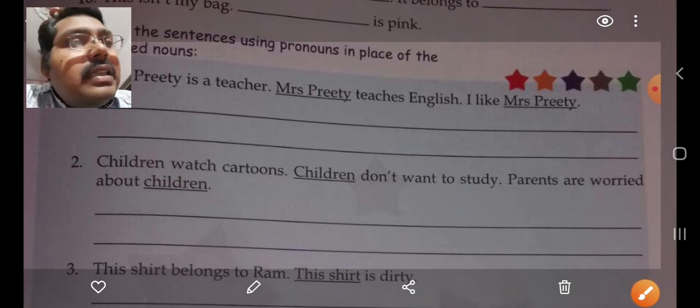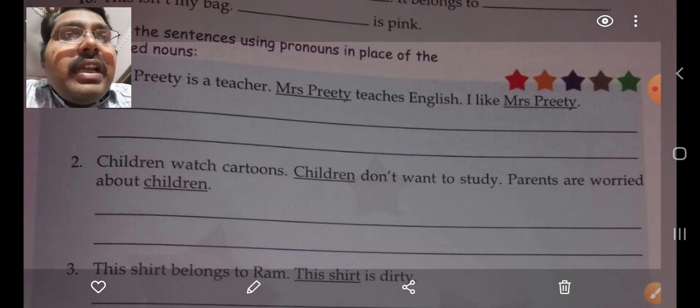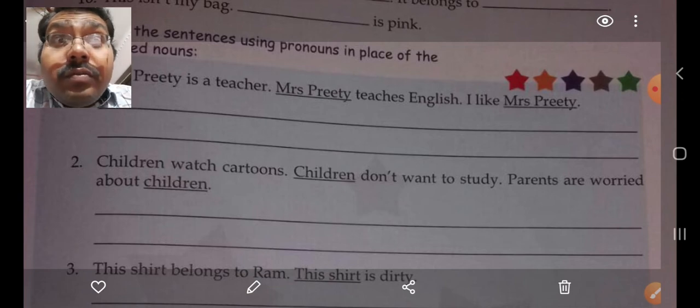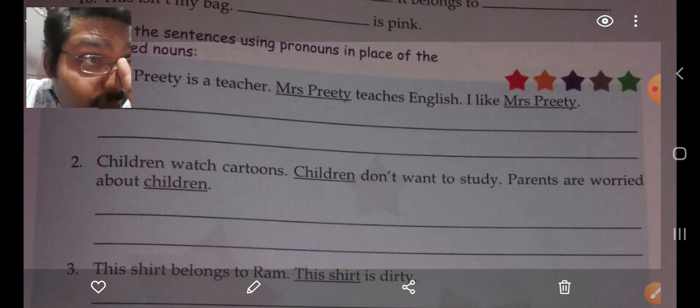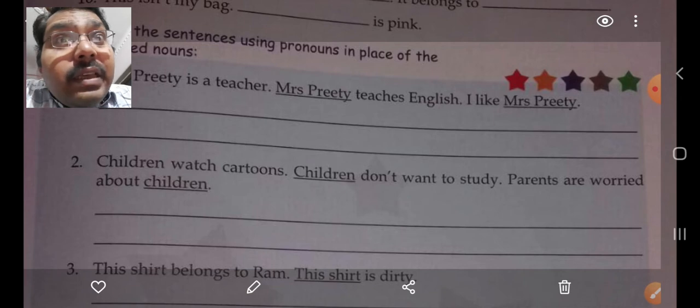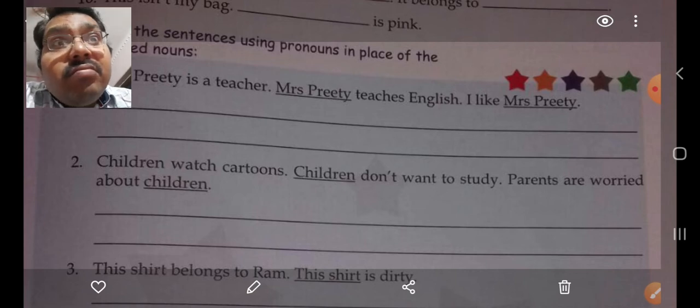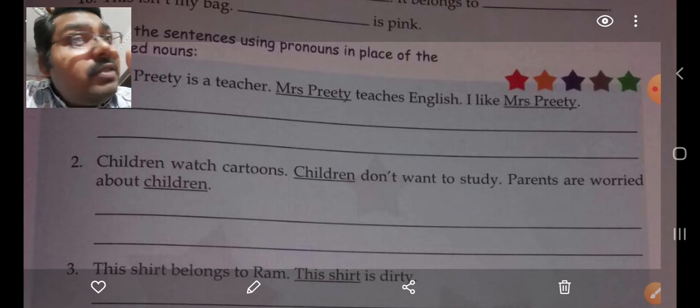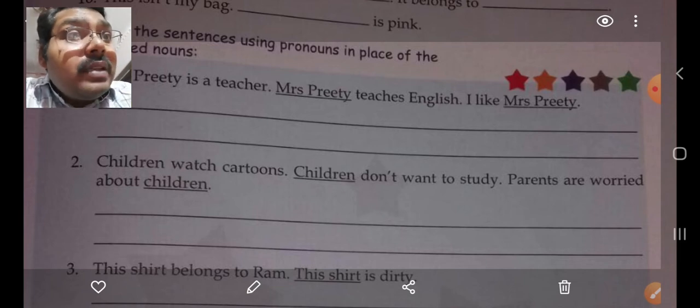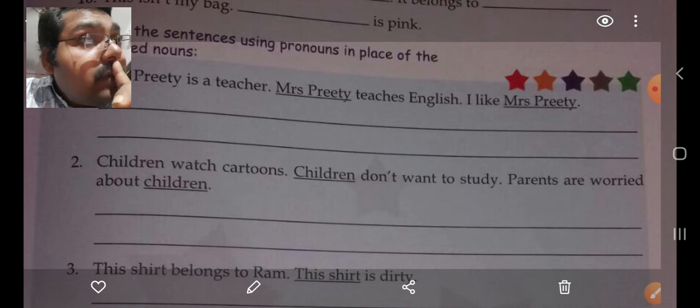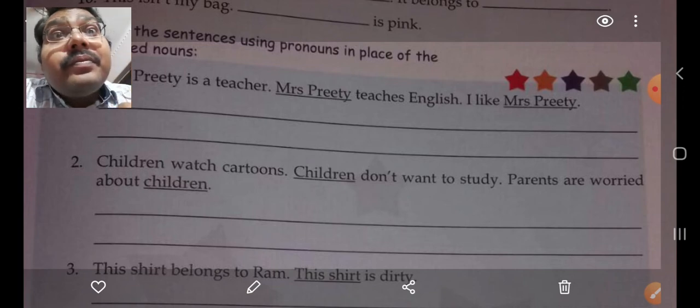Now you can see the second sentence. Children watch cartoons. Children are plural. For children, which one will we use? We can't use he, because it is not only one child. There are children, children may be many. It is plural. So first you decide which pronoun we use for children. Children is underlined. For children we can use they.